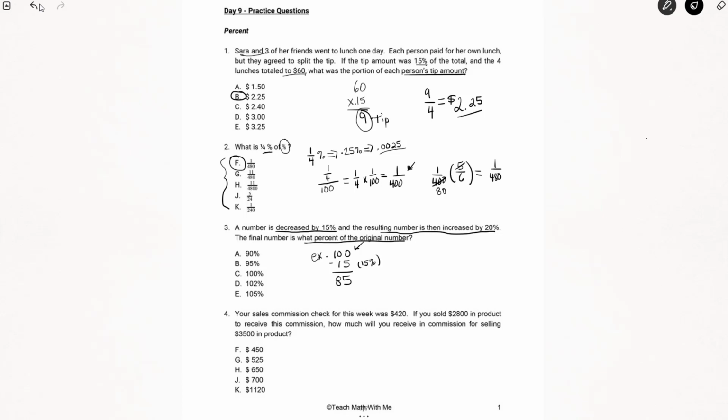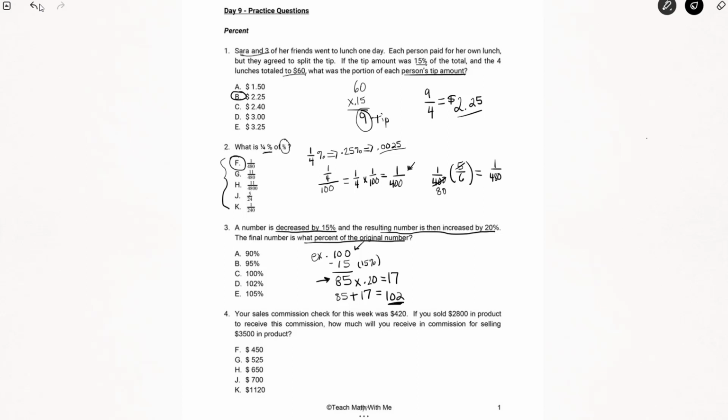Now it says this resulting number, so now we're talking about 85, is increased by 20%. So 85 times 20%, I may need to put that in my calculator. I may not be able to do that one as easily, but that's okay. We can do 85 times 0.2. That turns out to be 17. That's what 20% is, but it says the resulting number, which was 85, is increased by 20%. So we're going to take 85 and add that 17, and we get 102. This is our resulting number from the decrease and then the increase.